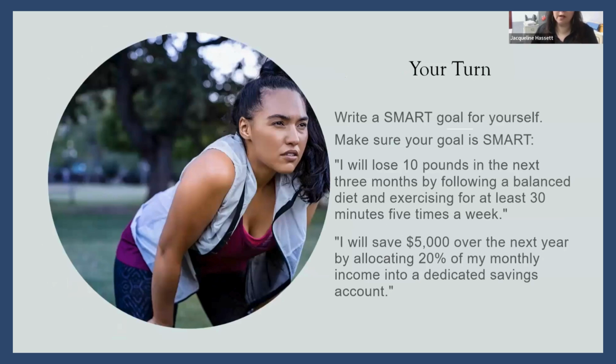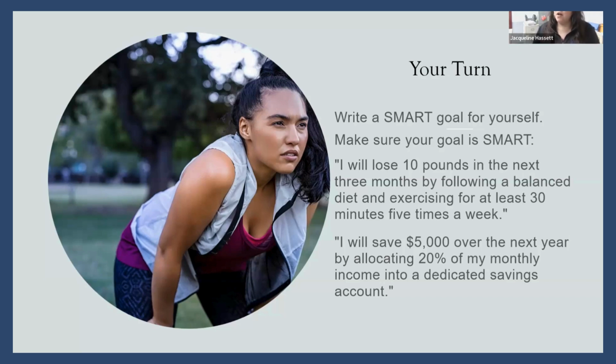So your turn. I want you to write a SMART goal for yourself, and you can just throw it in the chat. That'd be fine. So, for example, I'll lose 10 pounds in the next 3 months by following a balanced diet and exercising for at least 30 minutes, 5 times a week. Super specific, super measurable, gives me a time frame, makes sense for my lifestyle right now, because I am probably not going to be going to the gym for an hour.